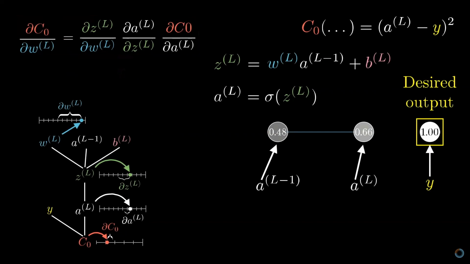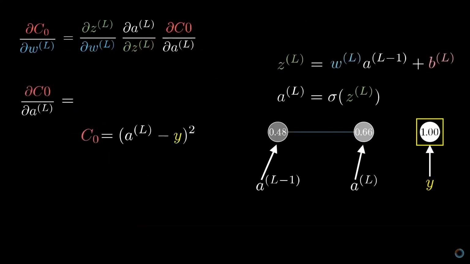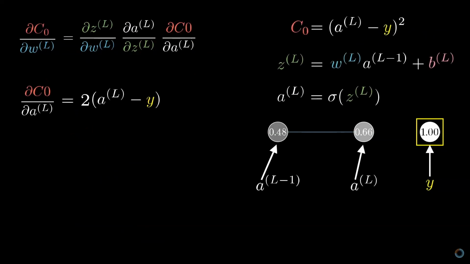So on screen right now, there's kind of a lot of symbols, and take a moment to just make sure it's clear what they all are. Because now we're going to compute the relevant derivatives. The derivative of C with respect to AL works out to be 2 times (AL minus y).